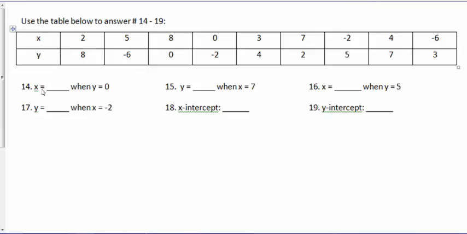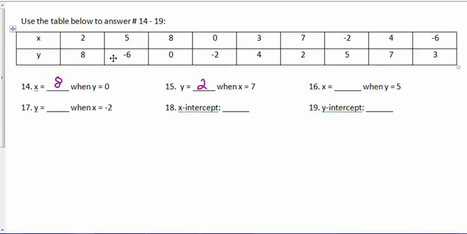All right, what is x when y is 0? So we're going to look right here. Y is 0, x is what? 8. Now, let's go through and see if we have any more that are y or zeros. No. Okay. Y is blank when x is 7. Well, let's go find x is 7 up here. I've got it right here, and then do I have anywhere else? No. So what is the y value when x is 7? That would be 2.